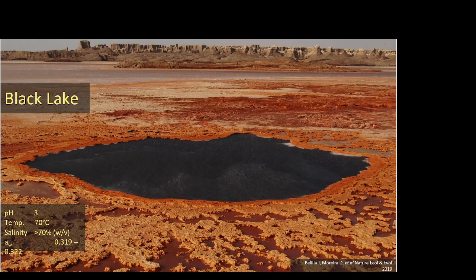And this is the Black Lake. The pH is 3, the temperature is 70 degrees, and the salinity is 70%. This is only liquid because it's at this temperature, so if you take a bottle and let it cool down, it just solidifies. And the water activity is very low.